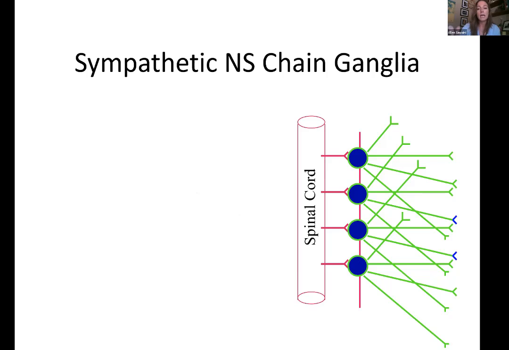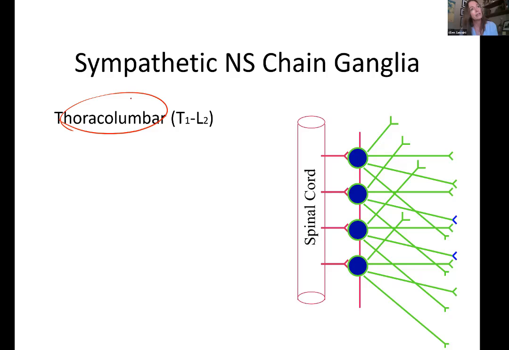So this is my representation of our chain ganglia. We have our step 1, which is our preganglionic neurons in the purple, and the green is going to be our step 2, which is our postganglionic neurons. You have it as thoracolumbar. That is probably one of your test questions where it's thoracolumbar.